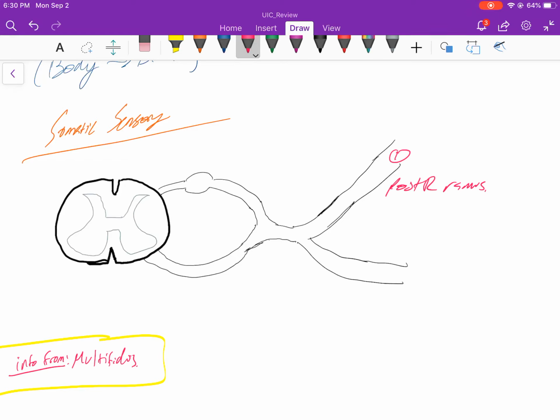So this is step number one. We're going to go through this posterior ramus, enter the spinal nerve, and then go through the posterior root area. Well, first, to enter the dorsal root ganglion, synapse there, still in the posterior root, and then we're going to enter the posterior horn.